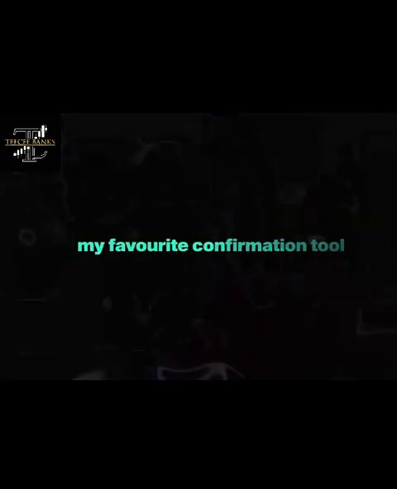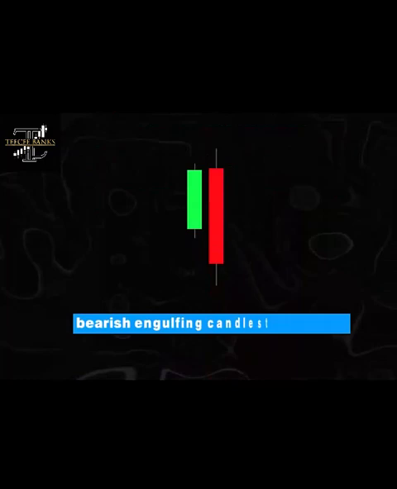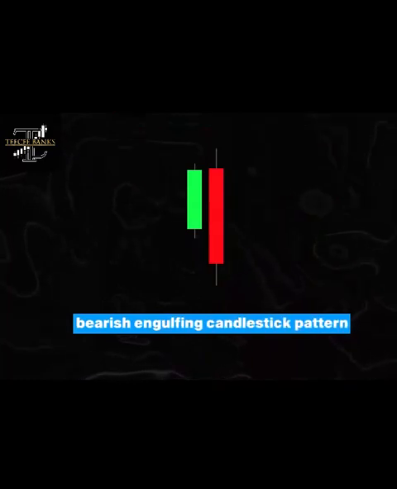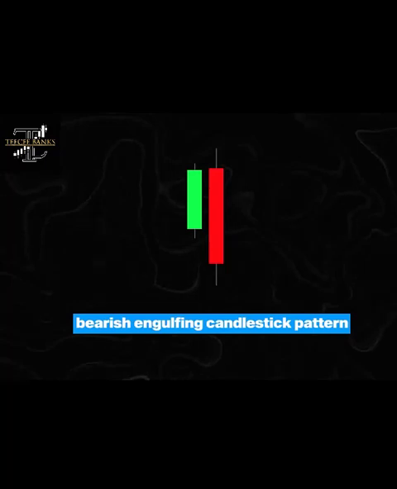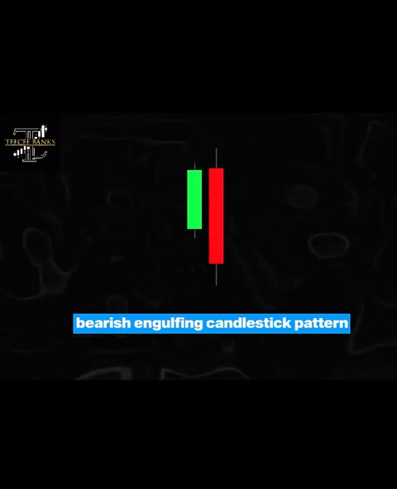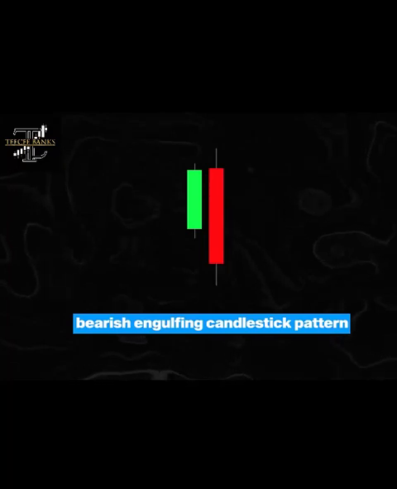Now, my favorite confirmation tool is the bearish engulfing candlestick pattern, as it's simple yet effective for giving early signals. A bearish engulfing pattern occurs when a smaller bullish candle is immediately followed by a larger bearish candle that completely engulfs the previous one. This indicates a potential reversal from bullish to bearish.